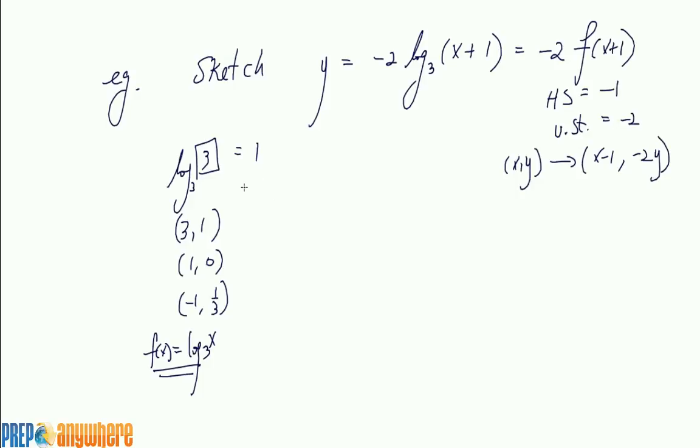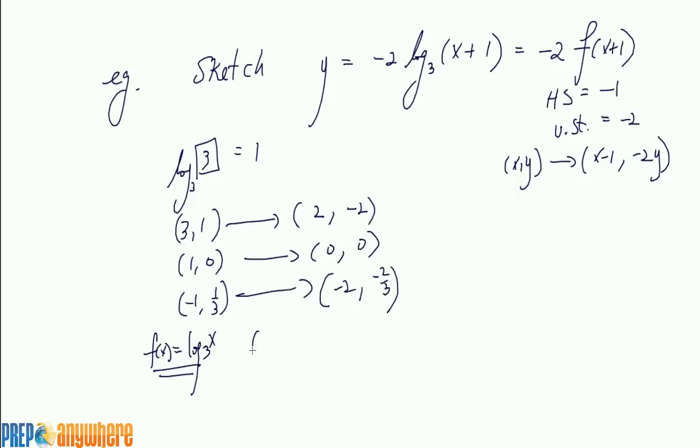So what that means is that this point right here will move to (2, -2). This point will move to (0, 0). And this point will move to (-2/3, -2). It's also useful to move the origin. Okay, it's not on the graph, but it's a very good reference point. So it's (-1, 0).